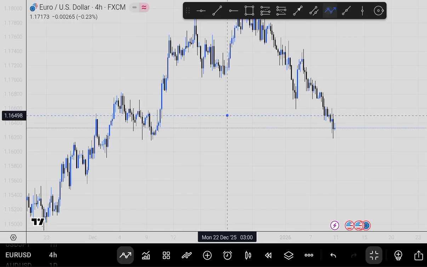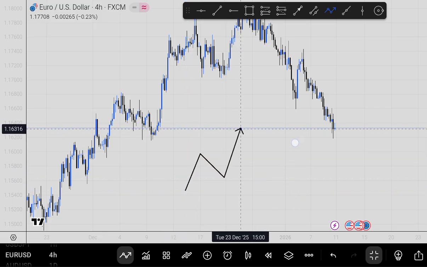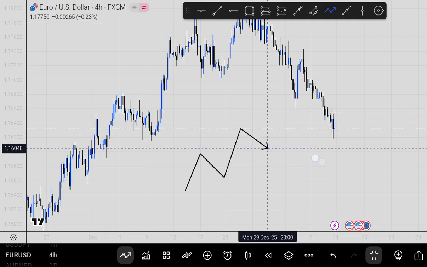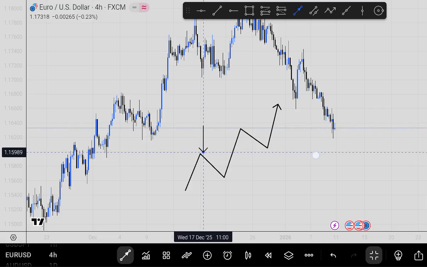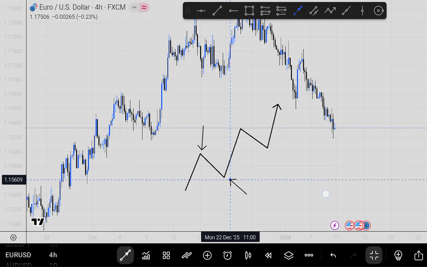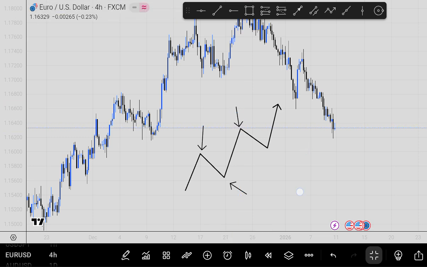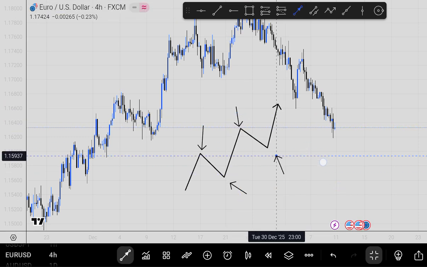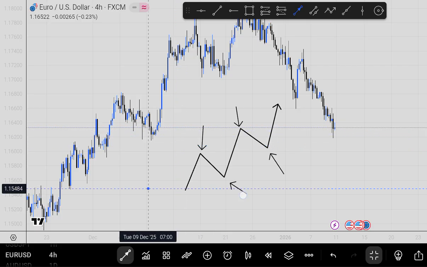For example, we have a particular zone moving this way. This particular edge is a turning point of the market. This is also a turning point of the market, where the market is reversing. This is also a turning point of the market. All these are what we call the support and resistance.